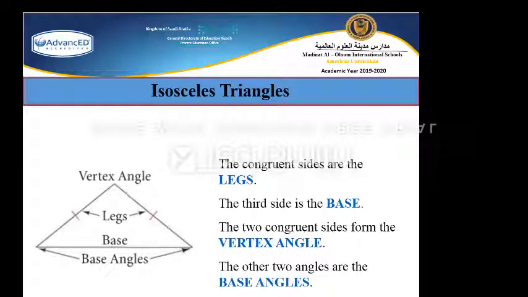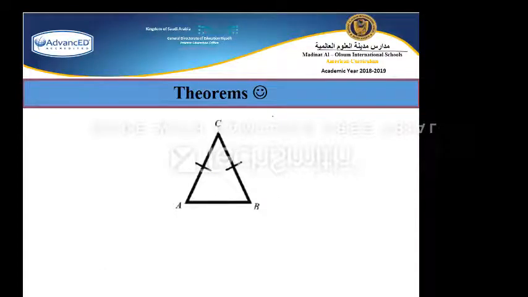The isosceles triangle is formed from two legs and one base. The two legs are congruent, and they form the vertex angle. The third side is called the base, and the base has two angles, which are called base angles.